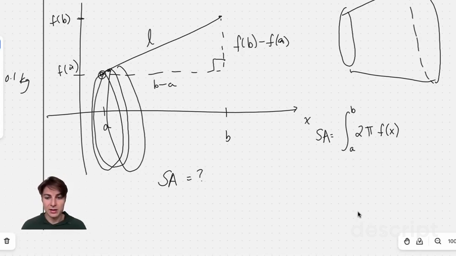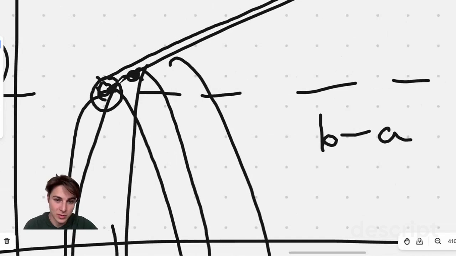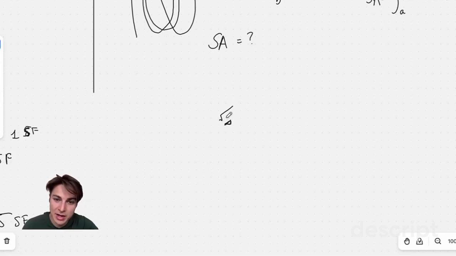From there, it's not enough actually to integrate from a to b. We want to integrate along the length of this line, right? So we want to keep going up and up. That is what we call ds, for the length of the line. But ds can be further expressed as, if we zoom in to what's happening along the length of that line, we have a little tiny triangle here. And so the hypotenuse is the square root of delta x squared plus delta y squared.